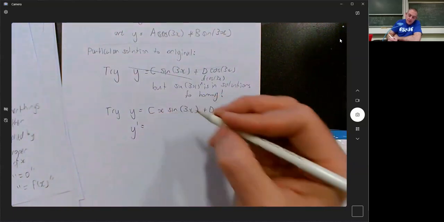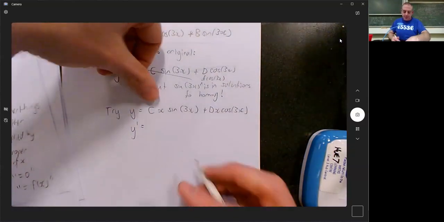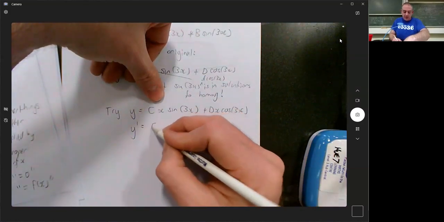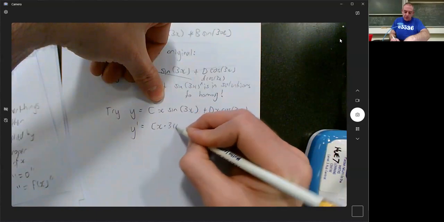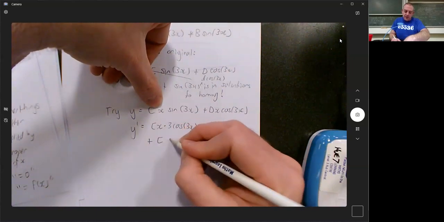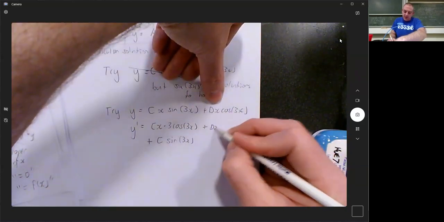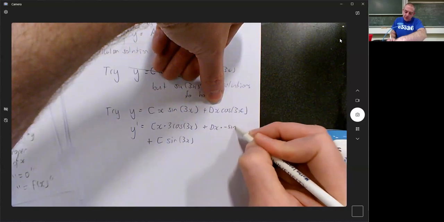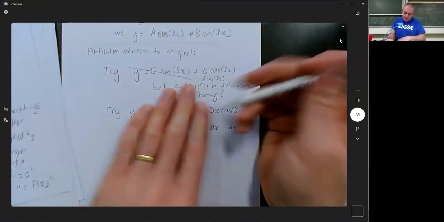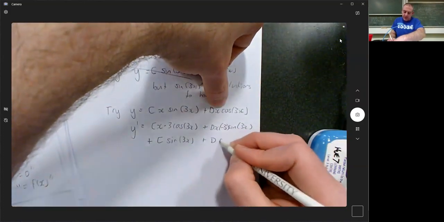y dashed is, it's going to get messy. So that's a product rule. I'll have to keep the cx and differentiate the sine, which would be 3 cos of 3x. And then differentiate the cx, which is c, and keep the sine of 3x. And then I'm going to keep the dx and differentiate the cos, which would be minus sine of 3x times 3, damn it. And differentiate the dx to get a d and keep the cos of 3x.